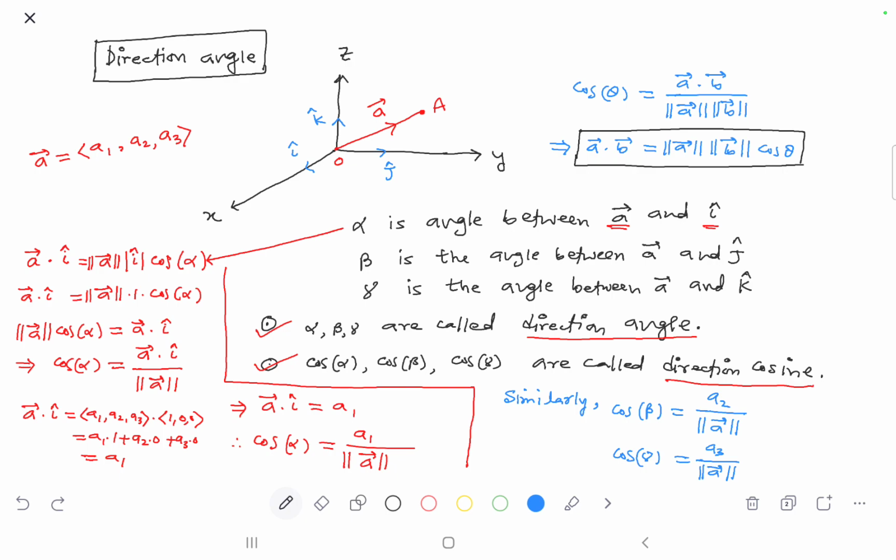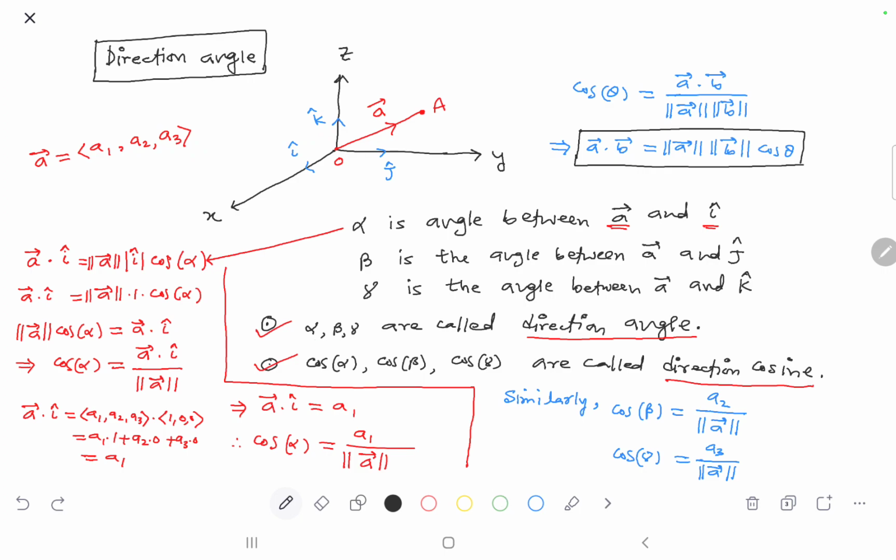Should I ask a question? Should I give you an example here on direction cosine? Hello. Yeah, you can ask. Okay, so let's try this one.